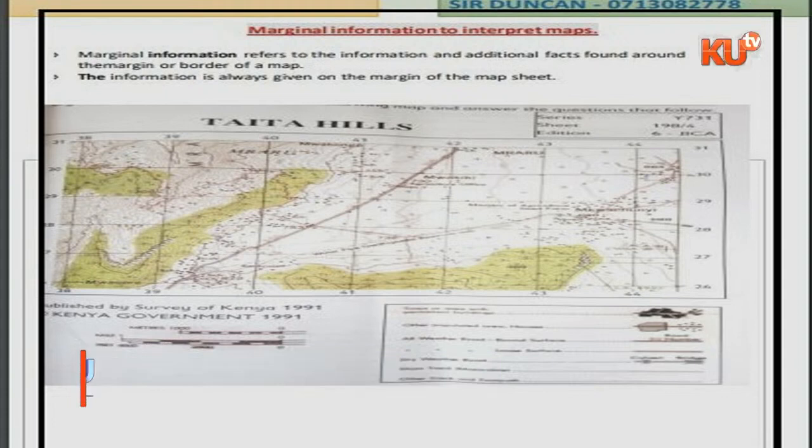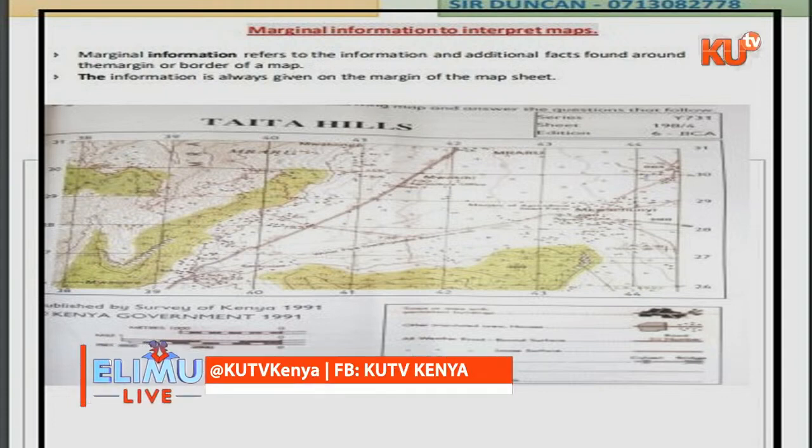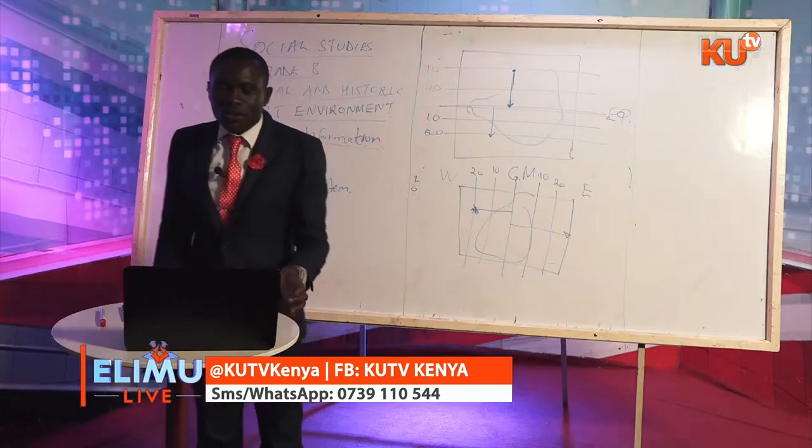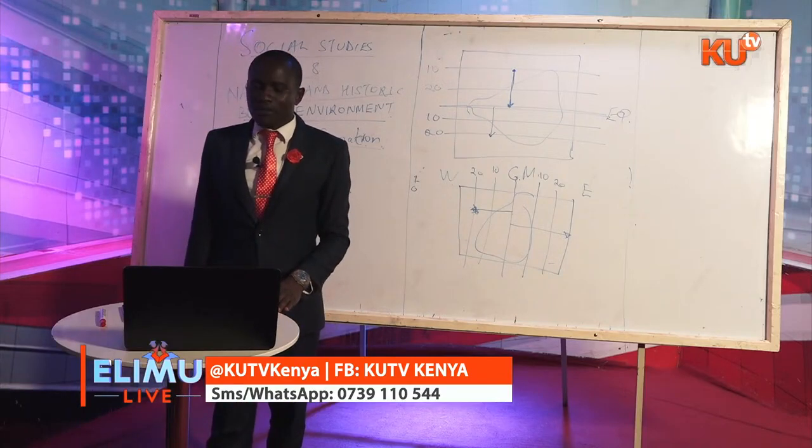Copyright is denoted by a C. And on our screen, copyright is a law that protects the owners of published works from other persons, meaning you cannot copy another person's work. In this case, I think it is not clear. It is not clear on the map that we have.